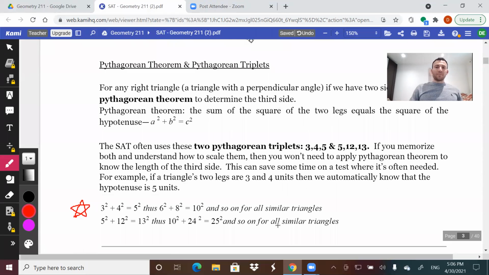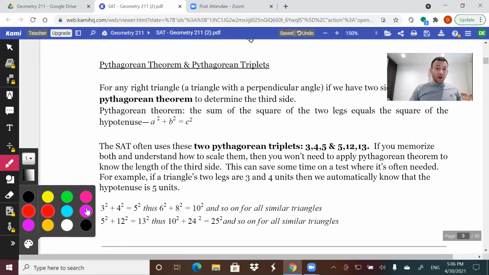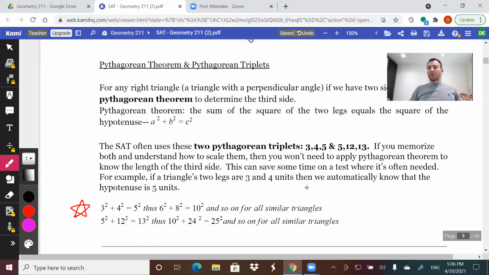Okay. Pythagorean triplets. These you really want to know. You want to know the first two. These are the first two sets of integers that will give you a right triangle. So if you look at this set, 3 squared is 9, 4 squared is 16, 5 squared is 25. That's your first Pythagorean triplet. 5 squared is 25, 12 squared is 144. Add them together, you get what 13 squared is, which is 169. So you just want to know these proportions for right triangles.